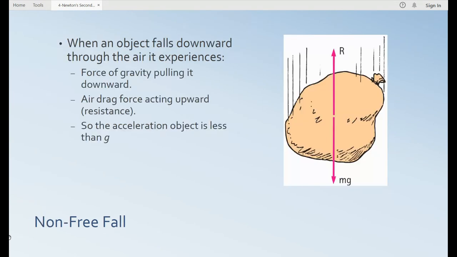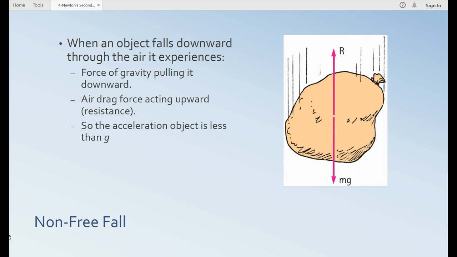So far we've been talking about free fall, which is where objects are falling only under the influence of gravity. There's no air resistance, no friction, just gravity. But that's not always how the case is going to be. Sometimes we have objects that are falling through air, so they are going to encounter friction or air resistance.